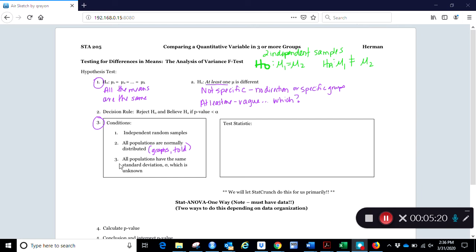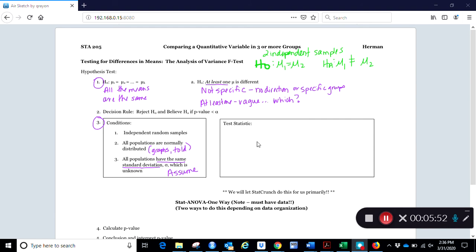The third condition is similar but different to what we've seen before. We're still going to have this population standard deviation, now multiple of them, which are unknown. But we're also going to have to assume that they have the same standard deviation. Not just that it's unknown, but that they're equal to each other. And for this condition, there are ways to assess it, but in our class, we will just be assuming that this one is true.